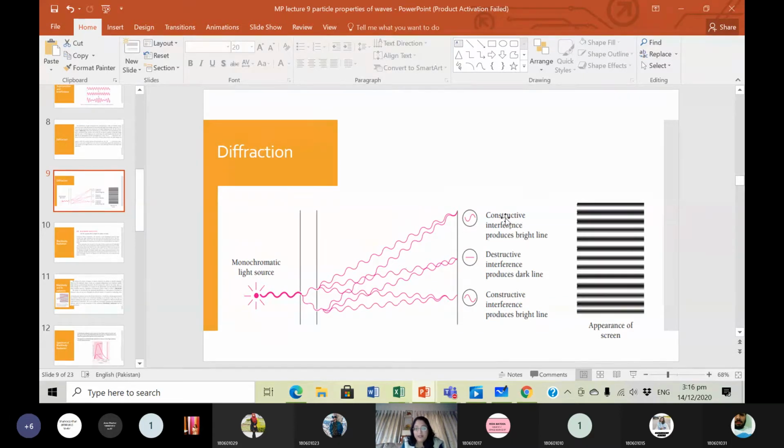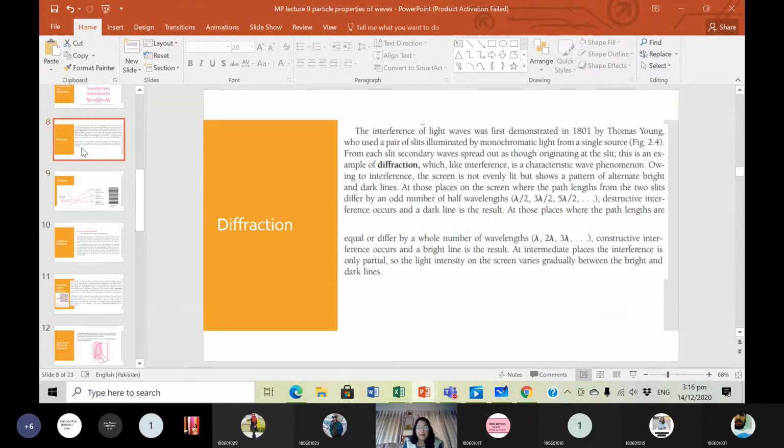So here, if we place a screen over here, we will notice that in some places there will be constructive interference, which are bright lines. This is the appearance on the screen, ठीक है? And in some places there will be destructive interference, which will produce these dark lines. So as we said before, the destructive interference is where the amplitudes are subtracting out, canceling out, and the constructive is where they're adding. ठीक है?